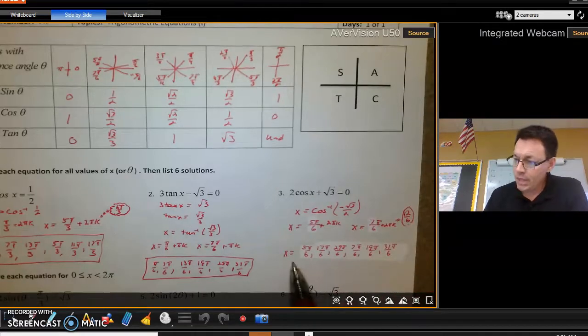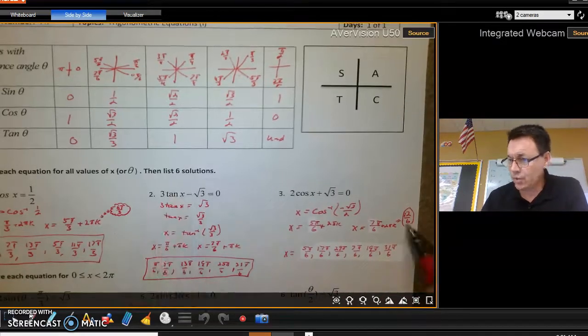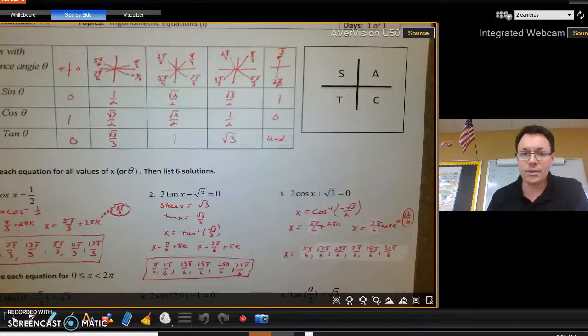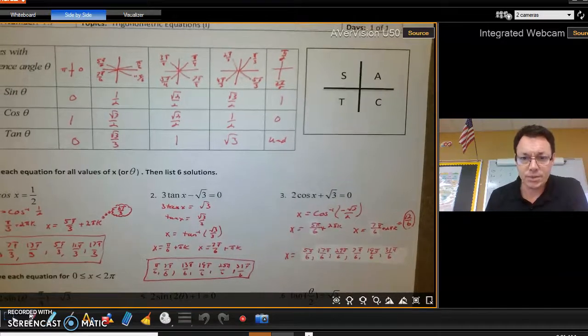Now, then I'm going to list 6 actual solutions. So I'm thinking of 2 pi as 12/6 so that I have a common denominator and I can generate the rest of those. Okay?